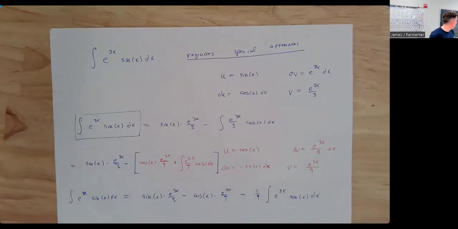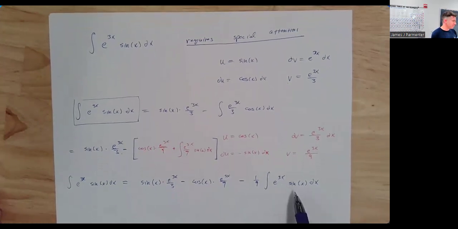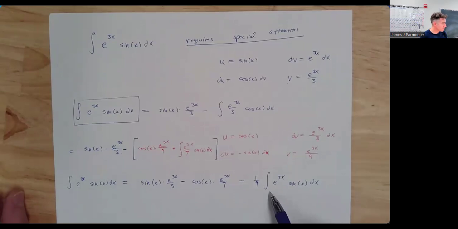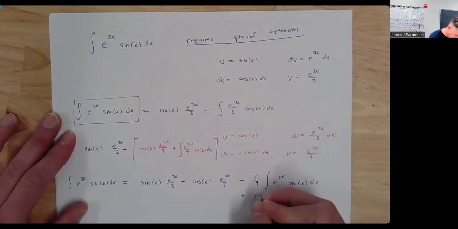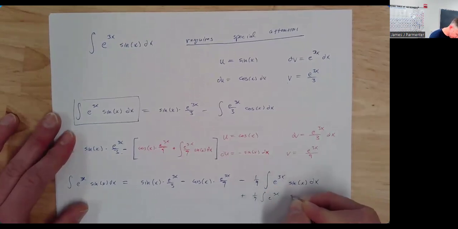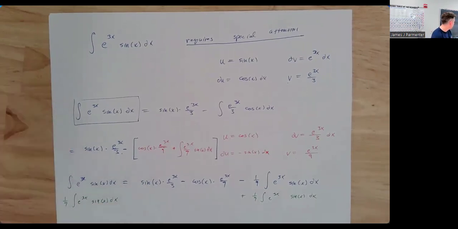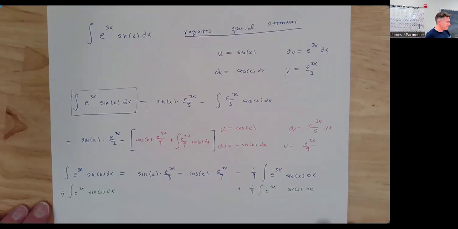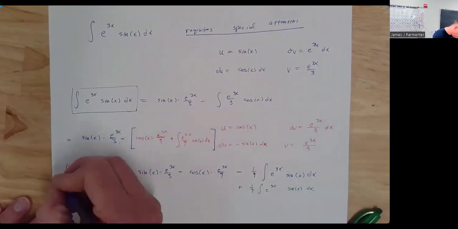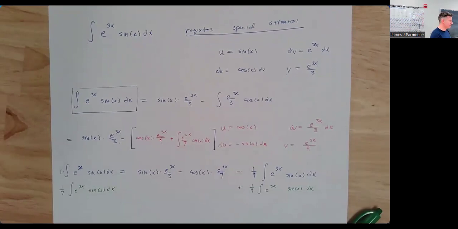And what you might observe is that we've gotten back to the integral we started with. I was trying to find the integral of e to the 3x sine of x, and I've gotten back to the integral of e to the 3x times sine of x. And so what do we do? We add it to both sides. I'm going to add 1/9 the integral of e to the 3x times sine of x dx. And if you have a whole something and add a 1/9 of that something, well, one of this integral plus 1/9 of that integral is 9/9 plus 1/9, which is 10/9 of that integral.